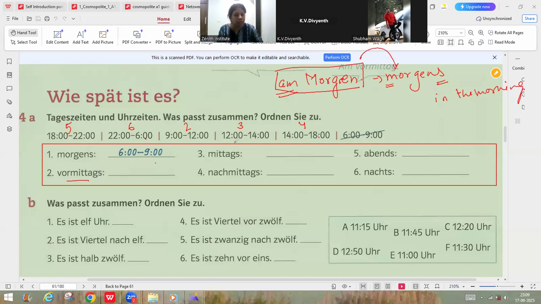So whatever they are writing here, Morgens, Mittags, Abends, Nachts, these are not plural. These are just a combination of preposition and noun. So they are not writing two words, they are writing one word. And it means only the singular, because the plural is something else. So remember this too. I want you to make a note of it.